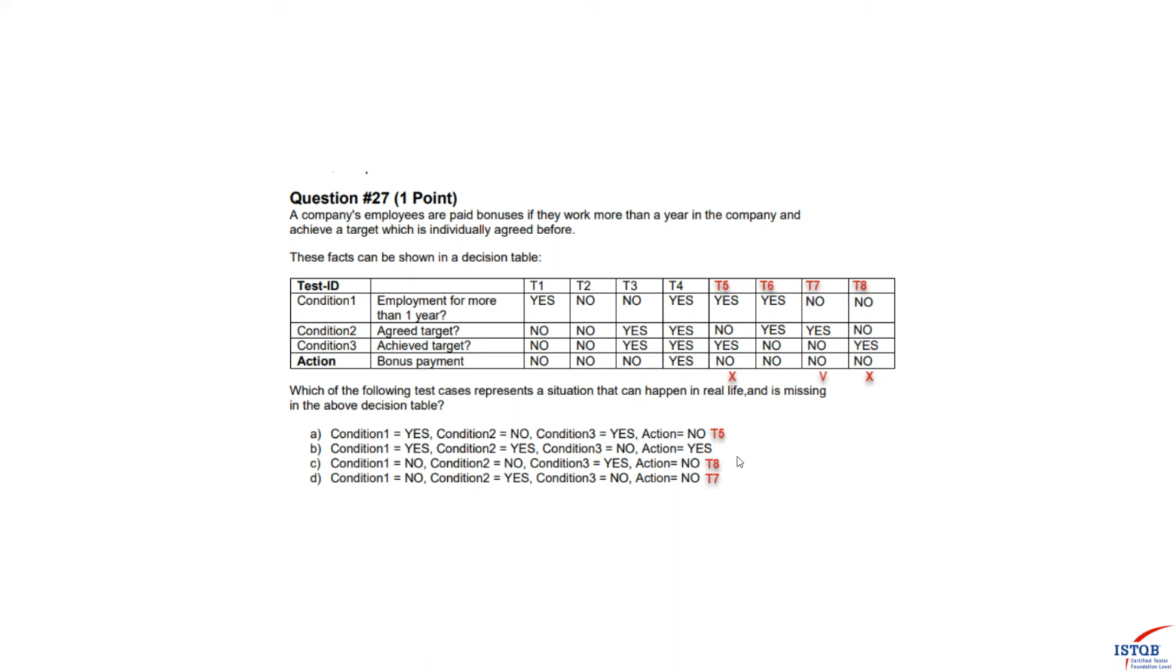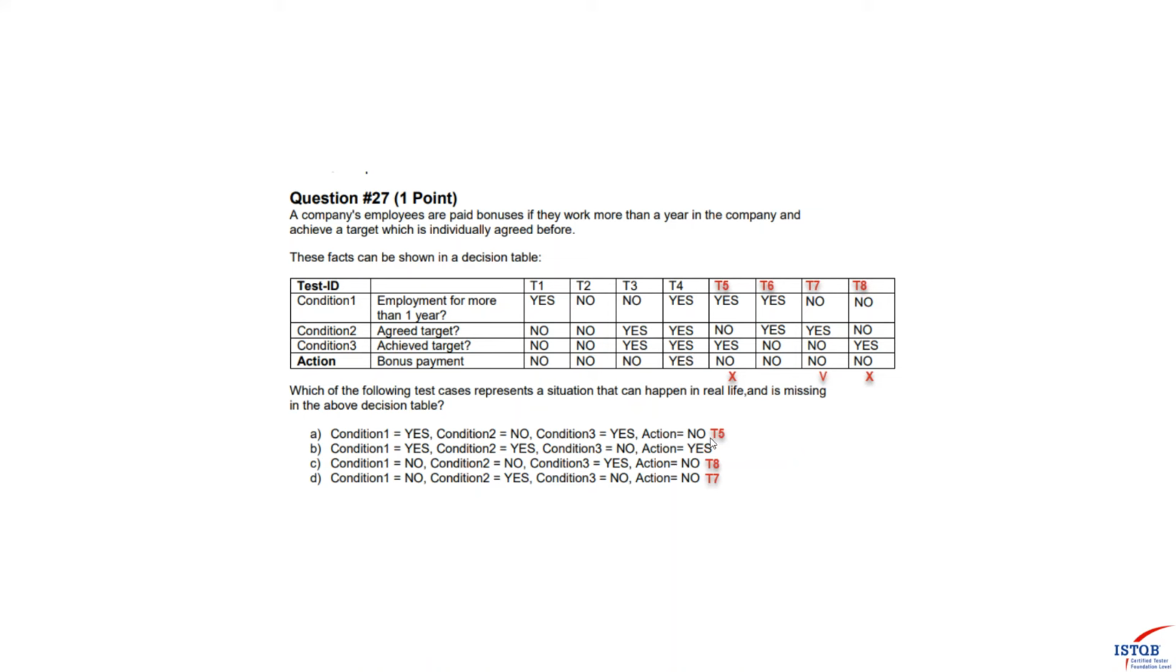Let's check answer B. It doesn't match any of our test cases. Condition 3, achieved target, is no. But action, bonus payment, is yes. And it is not correct. As we discussed before, action can be yes only if all of the conditions are yes. The test case is objectively wrong.